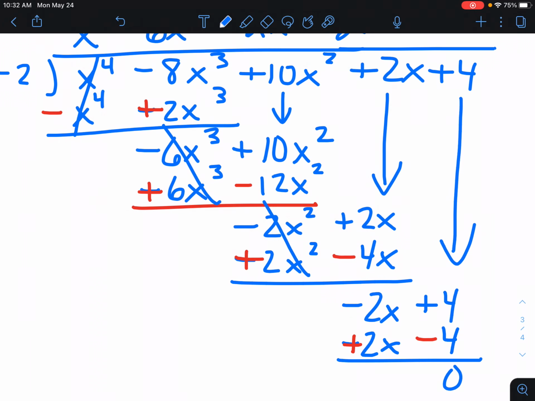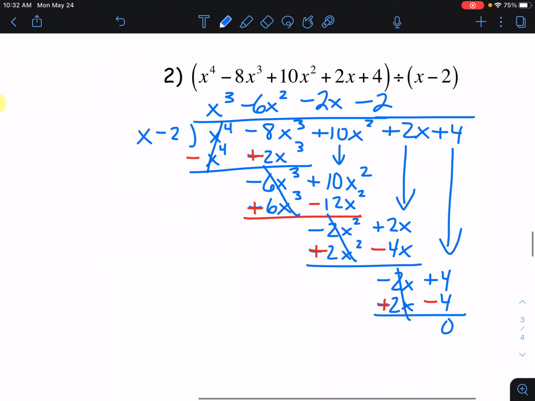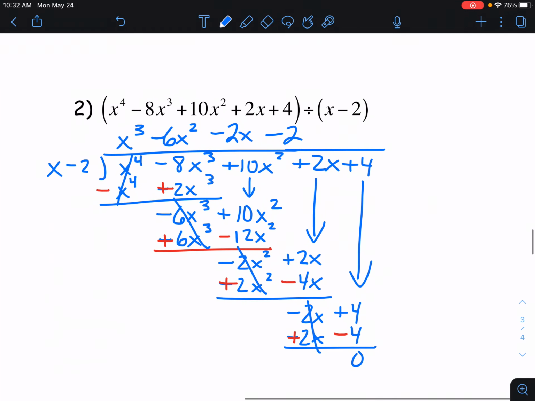And we're going to get a remainder of 0. And therefore, don't put that additional fraction at the end. We got our answer with no remainder this time.